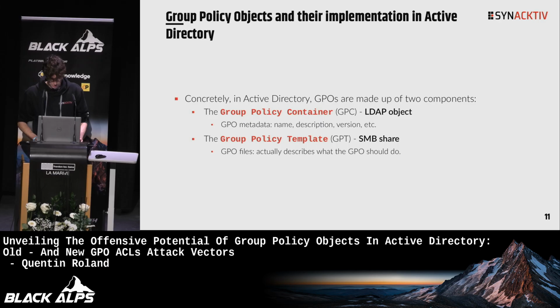Now let's jump a little bit more into the concrete implementation of GPOs. When you have a GPO in Active Directory, you actually have two components. First, you have what we call the group policy container, and this is an object in the LDAP directory of your AD. This LDAP object contains some GPO metadata, so the name of the GPO, the description, the version of the GPO. And then you have another thing that we call the group policy template, and this time it's an SMB share that contains the actual files, XML files typically, that describe what configuration you want to apply to your object.